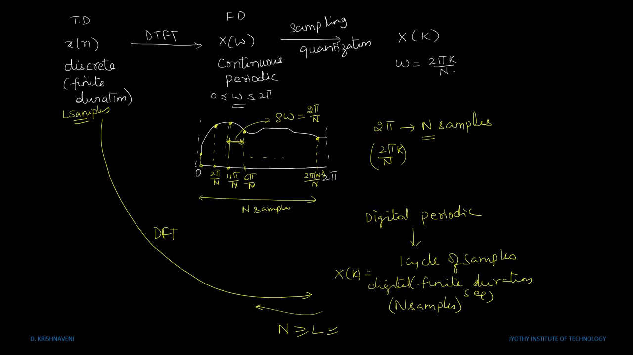Previously I also explained the sampling theorem, where Fs is greater than or equal to 2fm. What exactly happens when Fs is less than 2fm? Undersampling or aliasing occurs, wherein frequency components get mixed up and you are not able to reconstruct the original signal. So Fs should be equal to or greater than 2fm for reconstructing the original signal. In the same way here, N should be greater than or equal to L to reconstruct x of n from x of k.